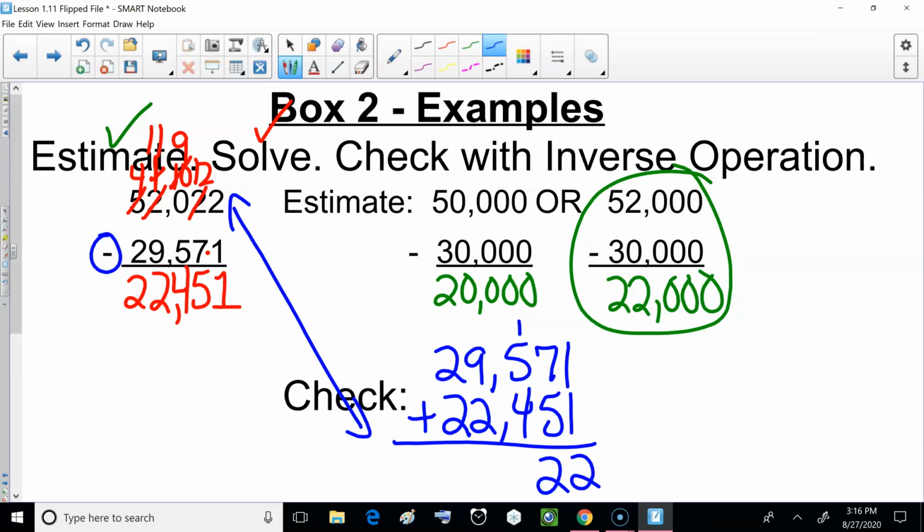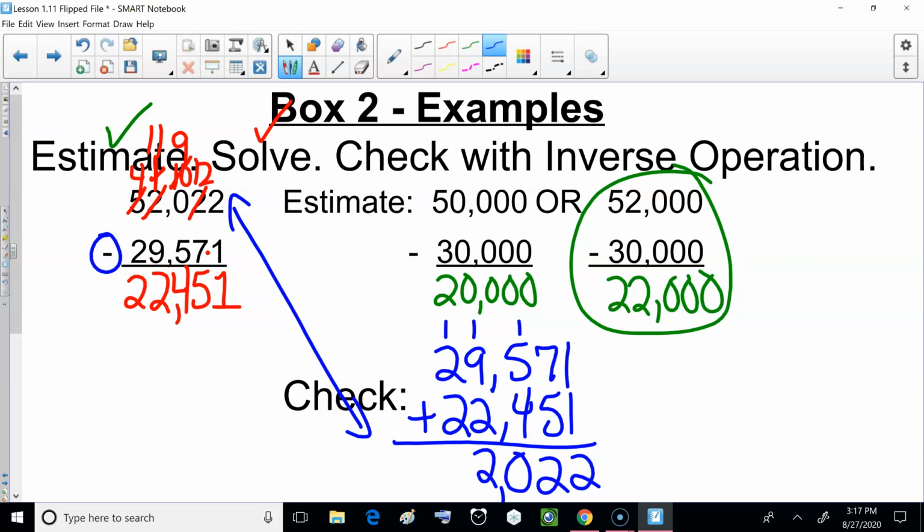100 plus 500 plus 400 would give me 10 hundreds, so my 0 goes in the hundreds place value. My 1 goes on top of the 1,000. 1,000 plus 9,000 would be 10,000, plus 2,000 would be 12,000. So I have a 2 right here, and the 1 goes on top of the 10,000.